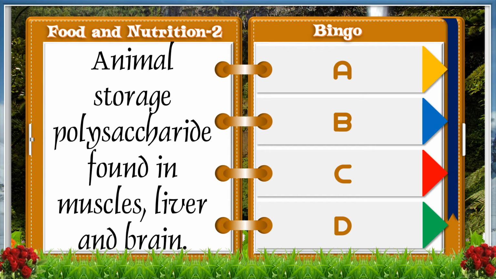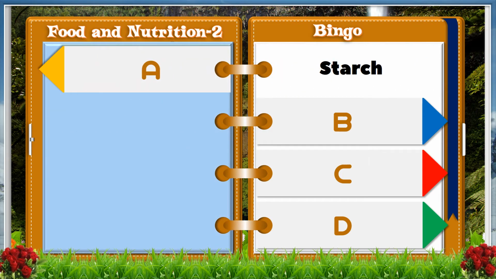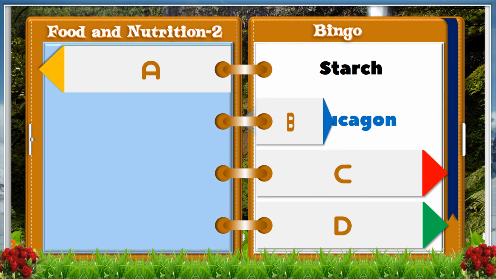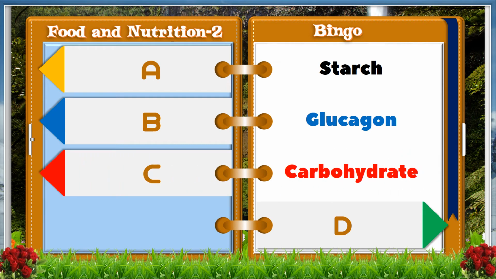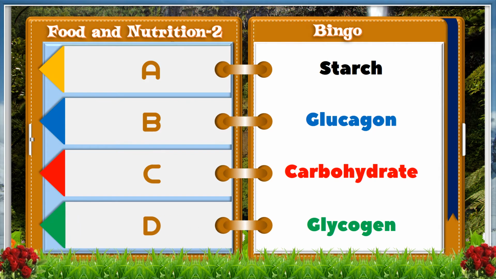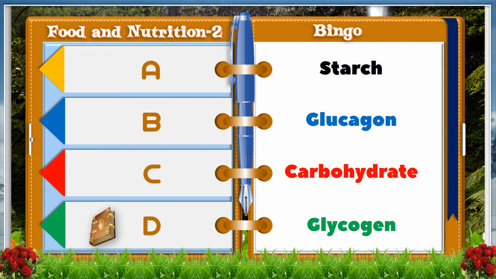Animal storage polysaccharide found in muscles, liver, and brain. A, starch. B, glucagon. C, carbohydrate. D, glycogen. And the answer is D, glycogen.